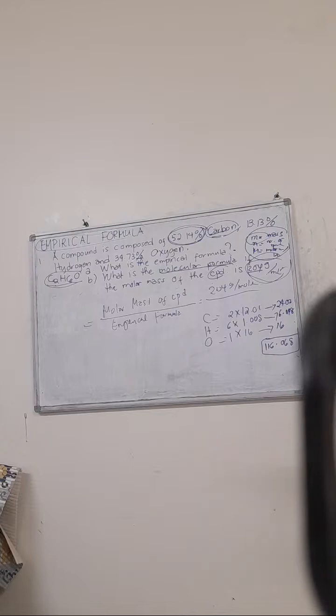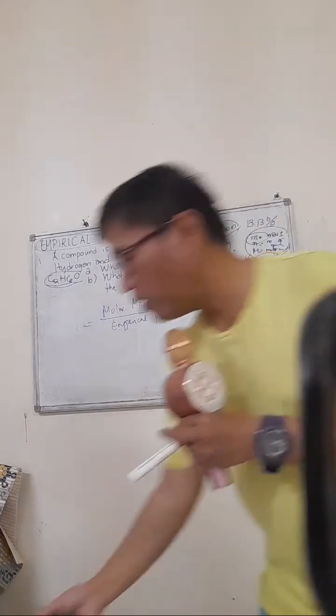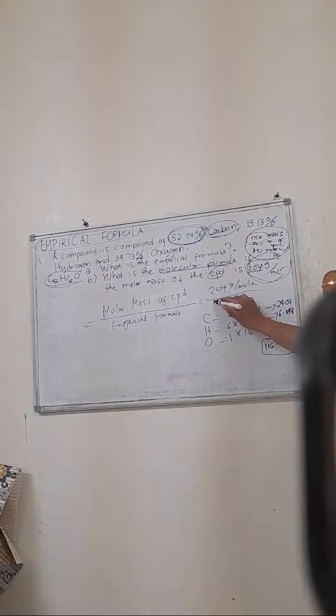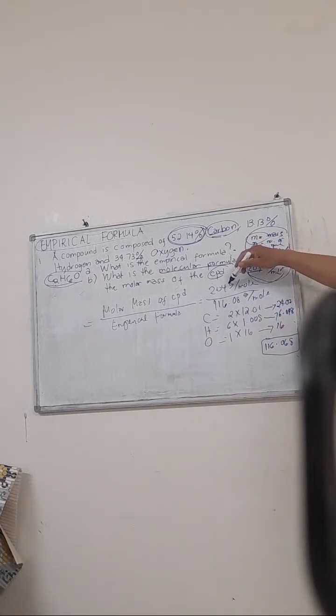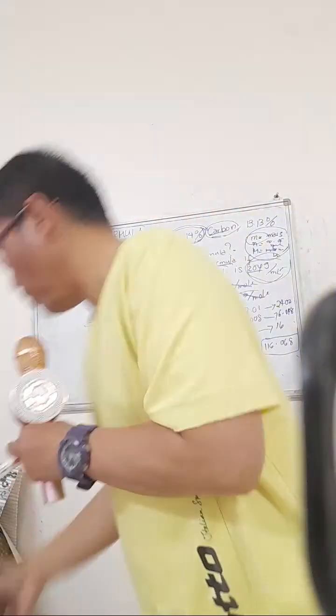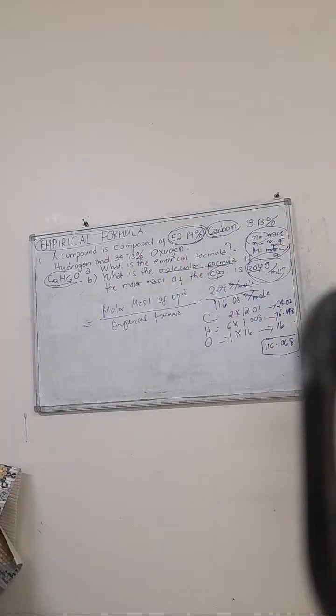Plus 16, so 116.068. This is the molar mass of our empirical formula. So divide that and put it in the denominator: 116.08 grams per mole. Since this is a fraction already, you need to cancel both grams per mole. So 204 divided by 116.08.